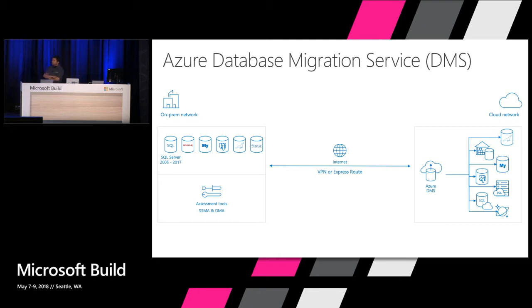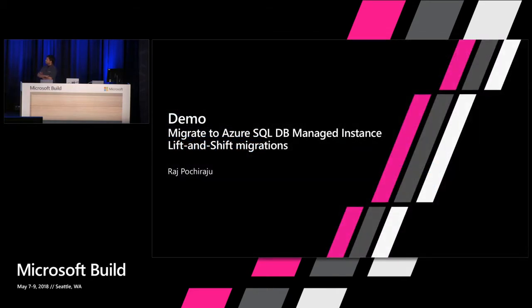You can perform both homogeneous and heterogeneous migrations. And one requirement here is that when you configure the Azure Database Migration Service, we need to make sure that we have site-to-site connectivity between your on-premises and the cloud, using either a VPN connection or an ExpressRoute. So that's about the Azure Database Migration Service overview.